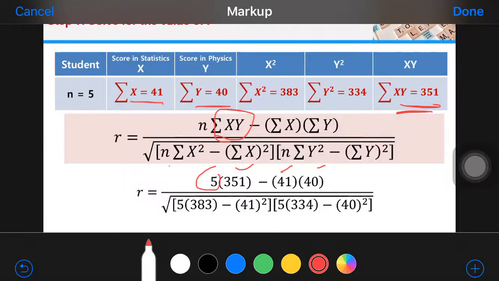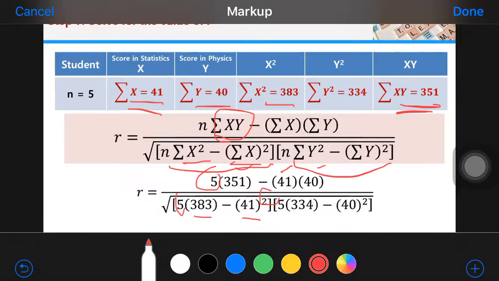So you multiply this one with this one. Our N is still 5. Then E of X squared is 383. We copy. Subtract minus by E of X. Then you square it. Our E of X is 41. Go back to 41. Still, you square it. Then, you close the bracket.